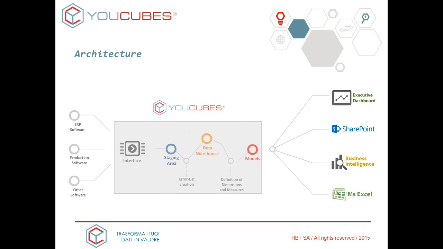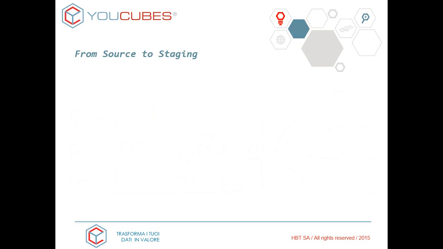Let's see how YouCubes works. YouCubes reads company data by writing SQL queries that link the staging area with the data coming from the company databases. In order to connect to the data sources, you need to create one or more linked servers in SQL Management Studio. This technology allows connecting to many sources, like text files, Oracle, DB2, etc.